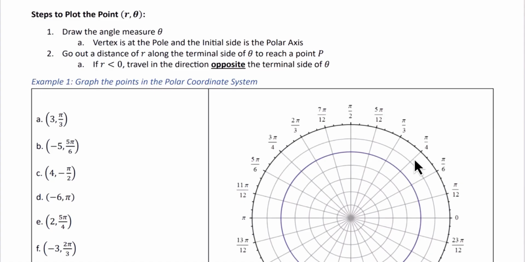Up next, we're going to look at how to plot these points on the polar system. Remember that r, theta is what a coordinate looks like. We'll typically start with theta and draw out the angle theta, starting from the polar axis and sweeping it out whatever radians or degrees we're told, and then measure the distance r from the pole. Recognize that if r is negative, we're going to travel in the opposite direction of the terminal side of that angle.